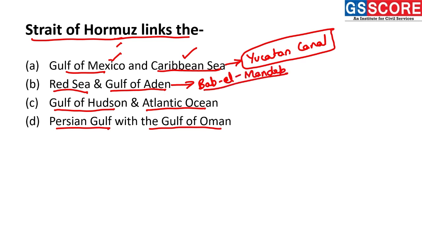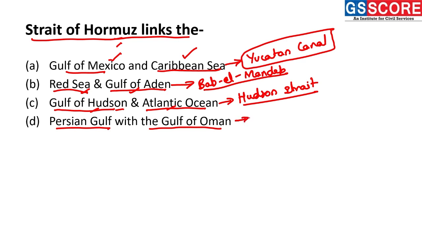It is Bab al Mandab, which is linking the Red Sea and the Gulf of Aden. Moving towards the third option, the Gulf of Hudson and Atlantic Ocean. Is it Hormuz? Is it the Strait of Hormuz? No. It is the Hudson Strait, which is linking the Gulf of Hudson and Atlantic Ocean.